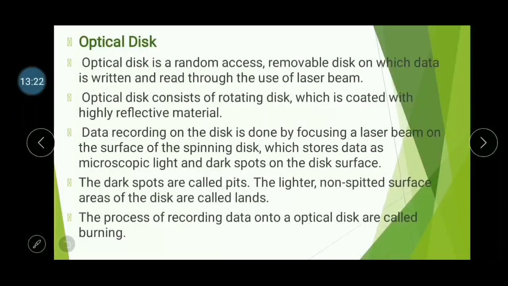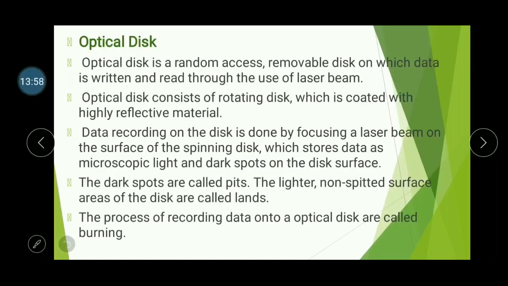Next is optical disk. Optical disk is a random access removable disk on which data is written and read through the use of a laser beam. Optical disk consists of a rotating disk which is coated with highly reflective material. Data recording on the disk is done by focusing a laser beam on the surface of the spinning disk, which stores the data as microscopic light and dark spots on the disk surface.